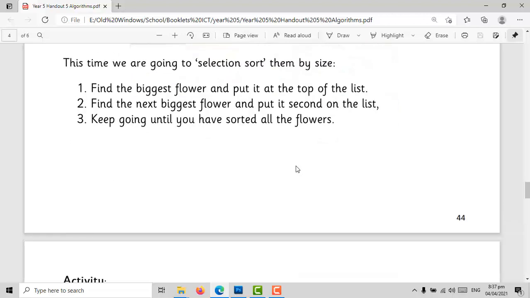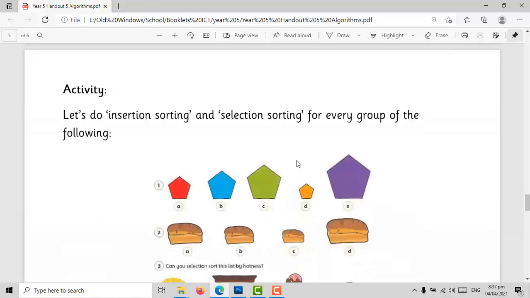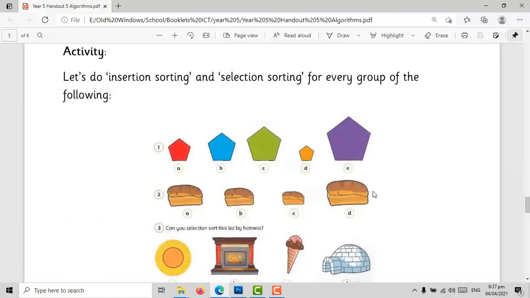This was on book page number 44, and on page number 45 you'll have this amazing activity. I want you to practice this activity using both algorithms: the first one is insertion sorting and the second is selection sorting, for every group of the following. This is the first list, this is the second list, and this is the last list.